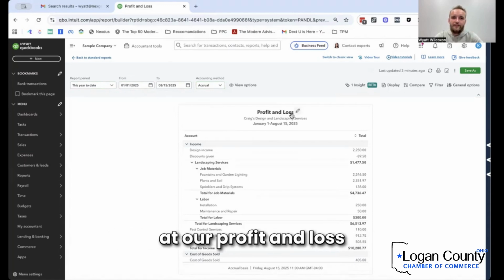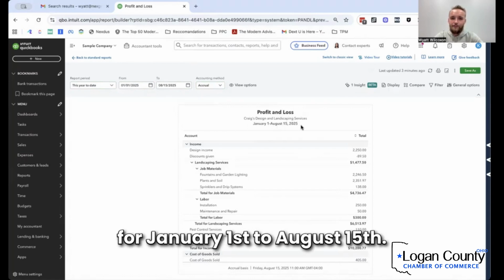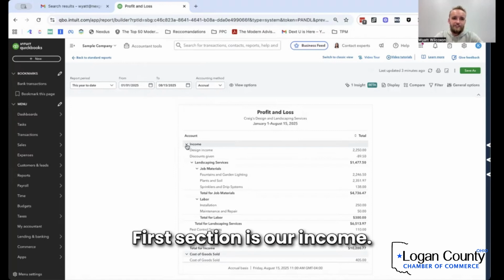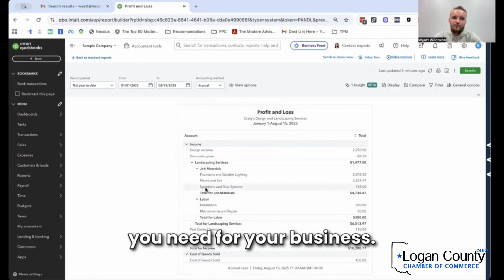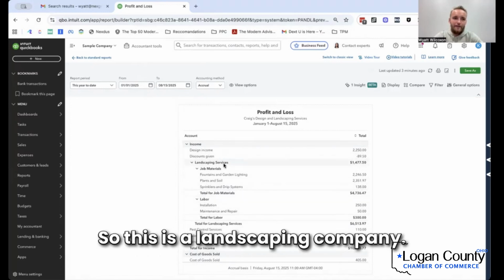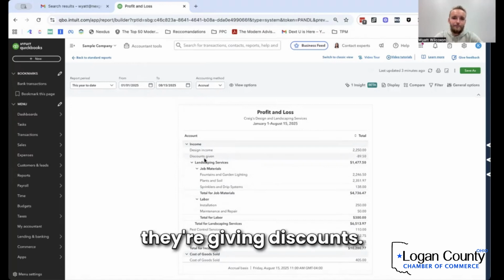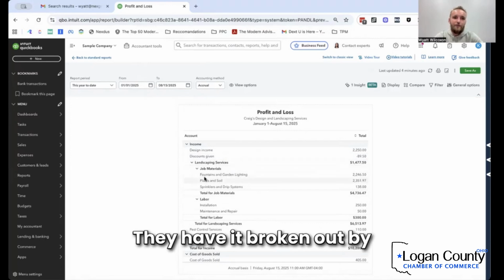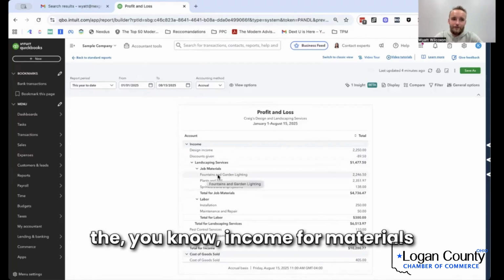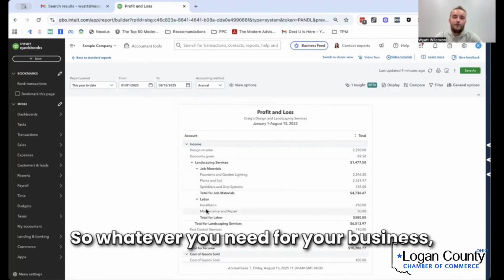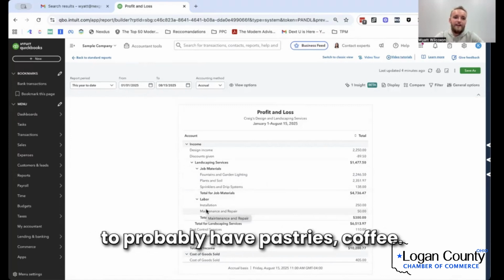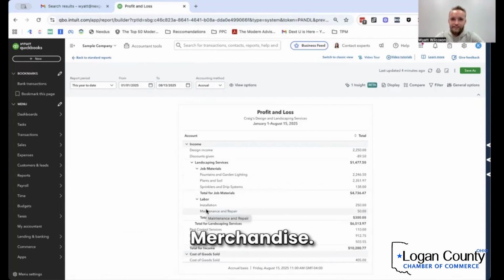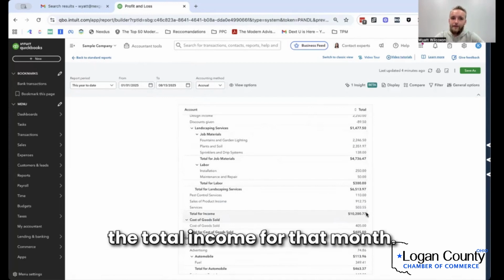We are going to look at our profit and loss for January 1st to August 15th. First section is our income. So this is going to reflect any income categories that you need for your business. So this is a landscaping company. So they're designing things, they're giving discounts. You can have discounts in the income section. They have it broken out by income for materials and then labor income. So whatever you need for your business, you can put in there. So for a bakery, you're going to probably have pastries, coffee, merchandise. So then it will show you the total income for that month.